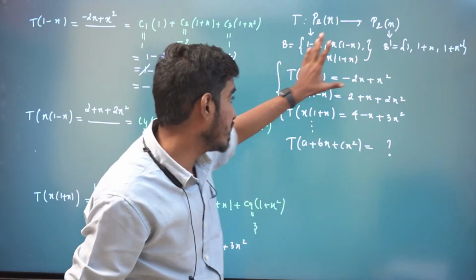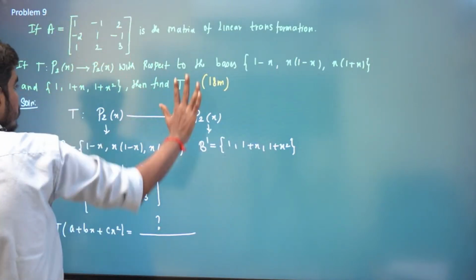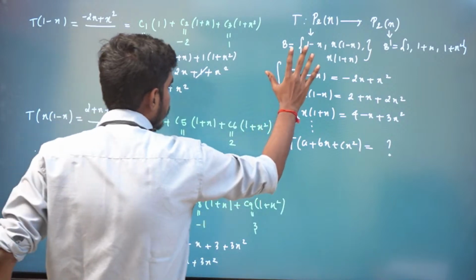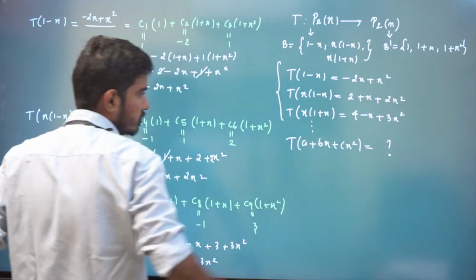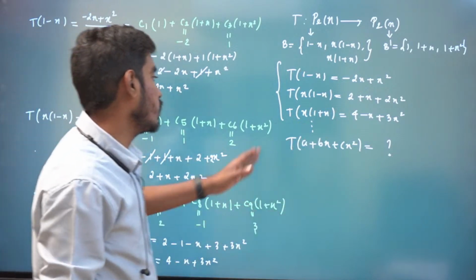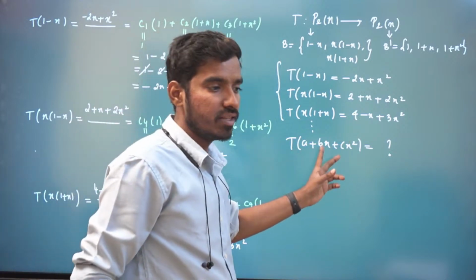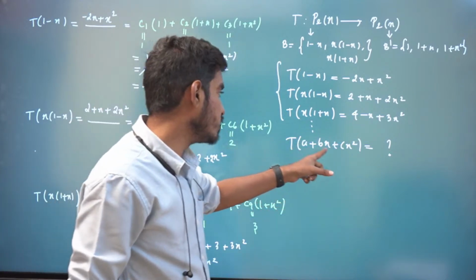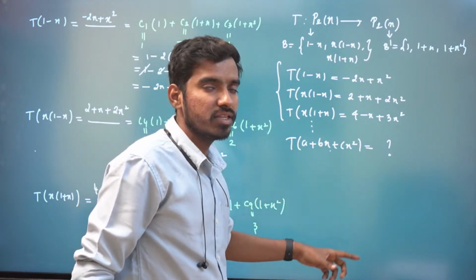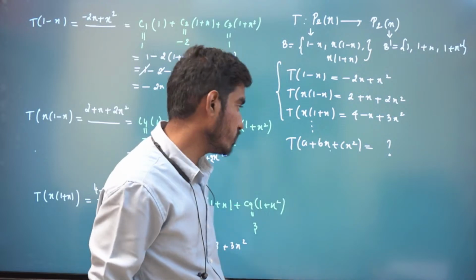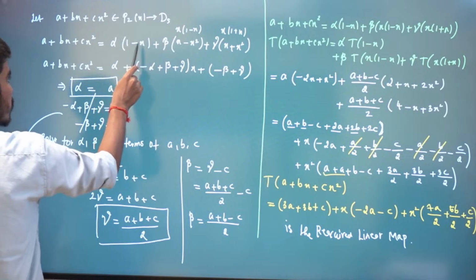So you know T of 1 minus x maps to this. Now this data can be erased. You just have to find a linear map T that takes any input vector to the corresponding output. So you take any a plus bx plus cx square in the domain space, and we are applying T to it. This can be written as a linear combination of basis vectors of the domain space.